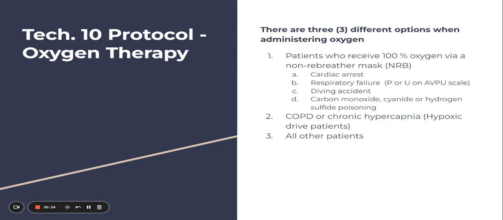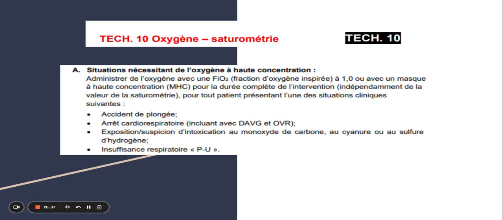And then the last category is all other patients, meaning all other patients who don't meet criteria 1 or 2. Criteria 1 being 100% O2 for those 4 instances. Criteria number 2 is our COPD or chronic hypercapnia patients. I've included the Tech 10 protocol here in French, so I will read it also in French.